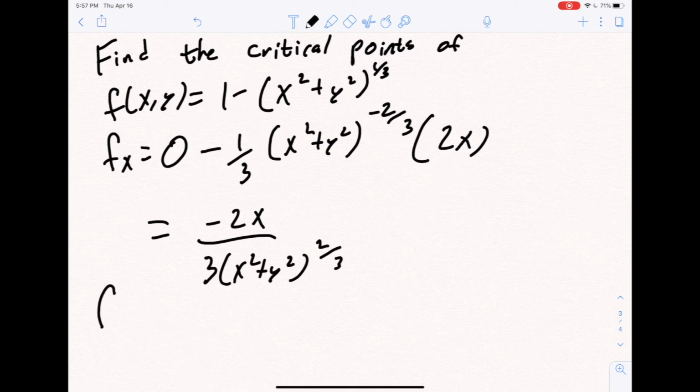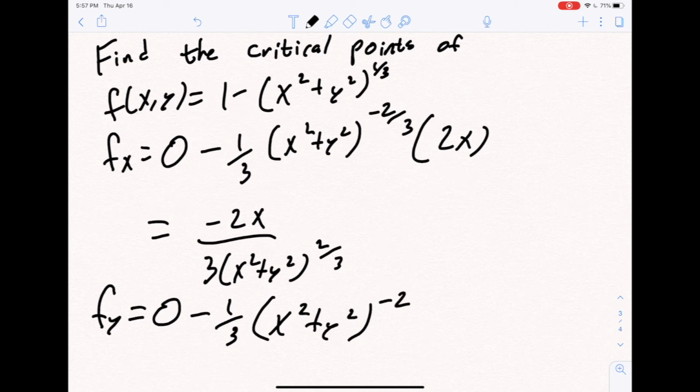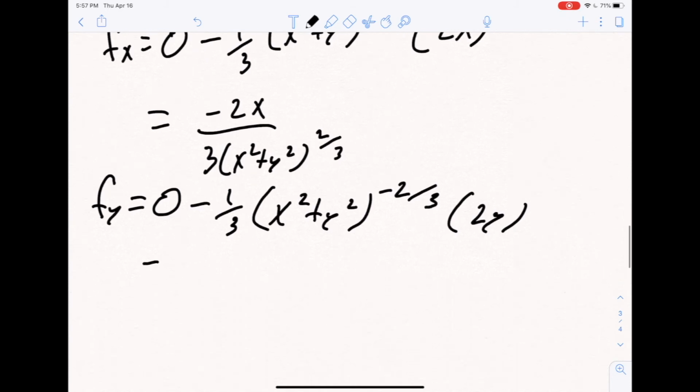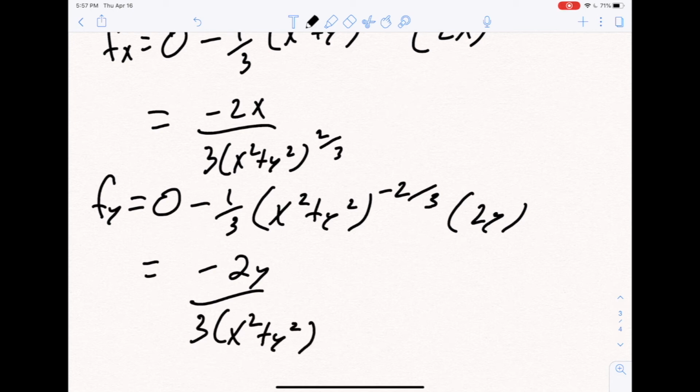And now we just need to find fy, which, just like above, the derivative of 1 is 0, minus, and now again we have to use the chain rule. So we get 1/3 times (x squared plus y squared) to the minus 2/3 times 2y. And that simplifies down to be minus 2y over 3 times (x squared plus y squared) to the 2/3.